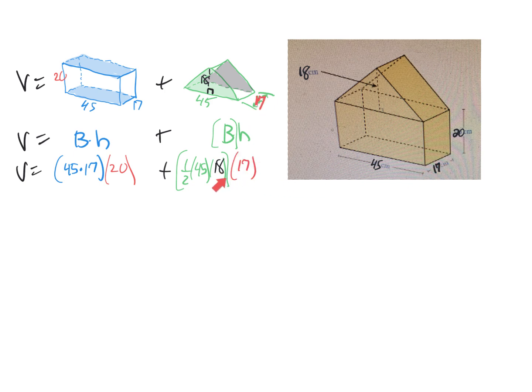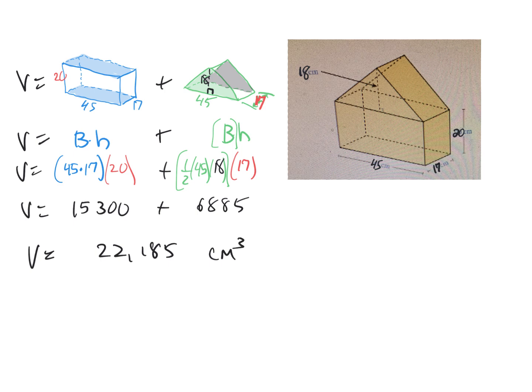And there we have it. Add it up, and we have the volume of the overall composite solid. So our total volume is 22,185 cubic centimeters.